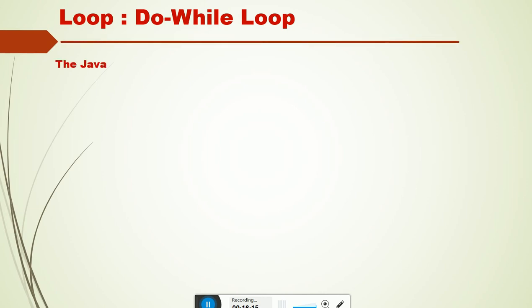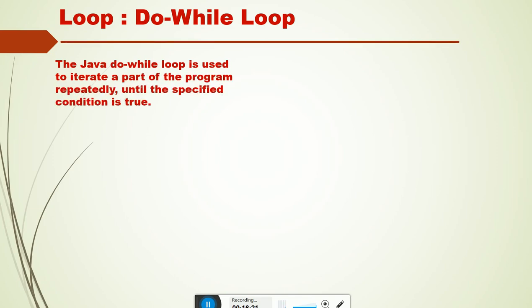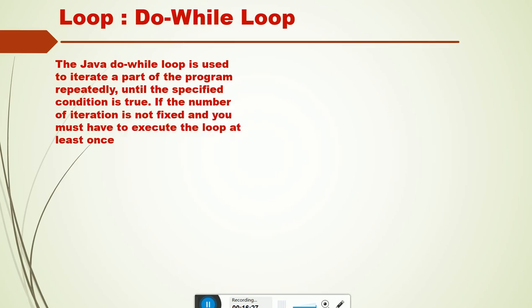Do while loop. The Java do while loop is used to iterate a part of the program repeatedly until the specified condition is true. If the number of iterations is not fixed, and you must execute the loop at least once, it is recommended to use the do while loop. So the noted point is, if you don't know how many times the loop will execute, that is the first thing, and the next, you must execute the loop statement at least once.